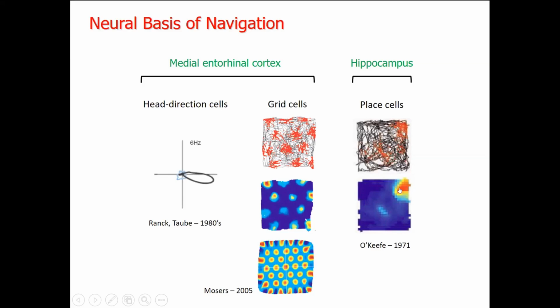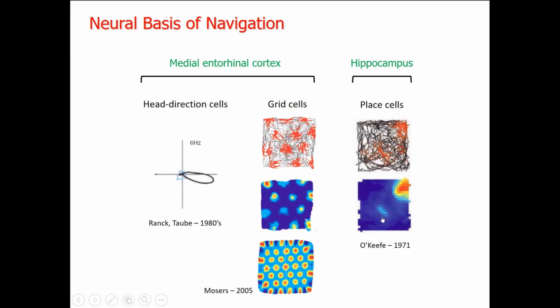So John O'Keefe discovered these kinds of neurons, called them place cells, and one place cell fires here, another place cell will fire here, a third place cell will fire in the south end. So together, if you look at these neurons as a population, they encode sort of a cognitive map of where am I in space.